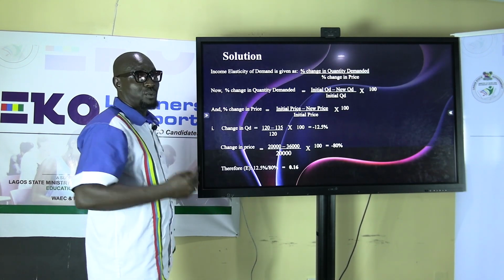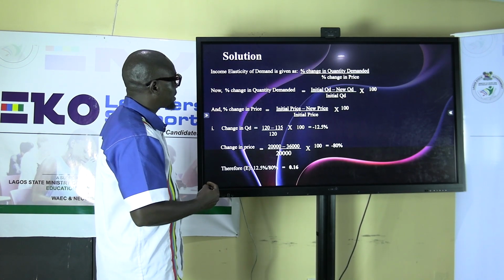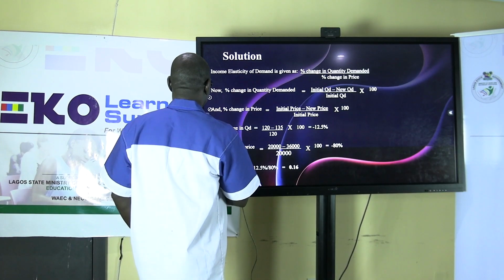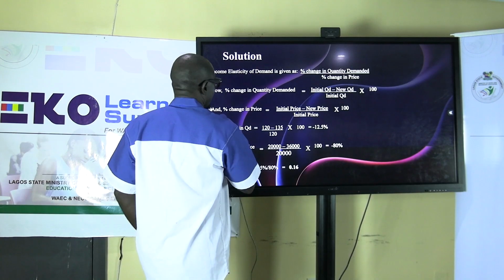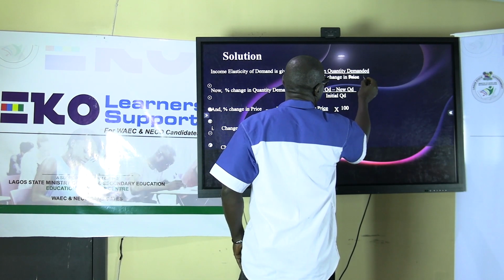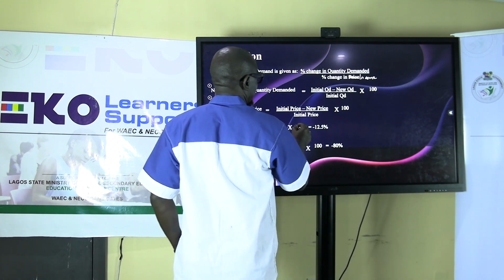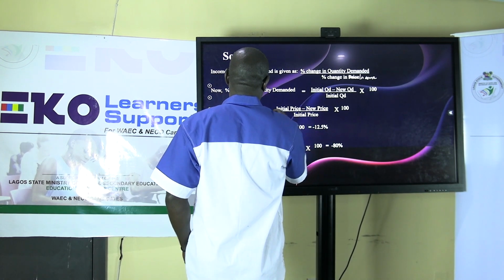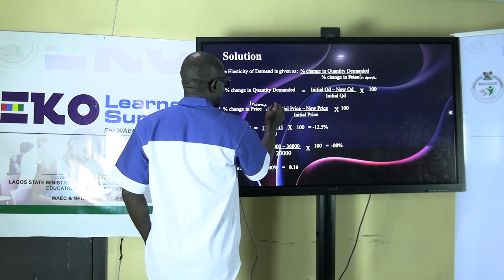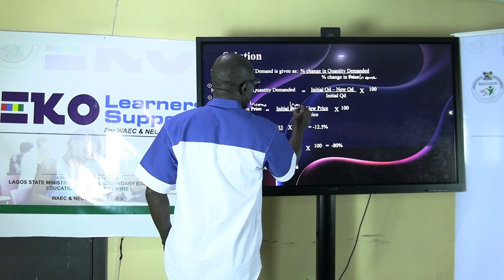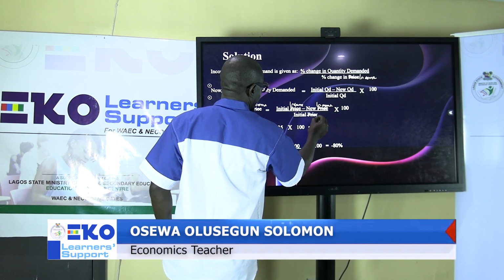So income elasticity, we have said, is given as the change in quantity demanded to the change in income. This should be income, not price. So this should be the change in income elasticity. So this is income. This is income.